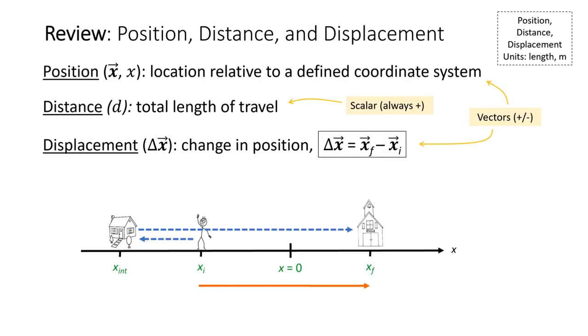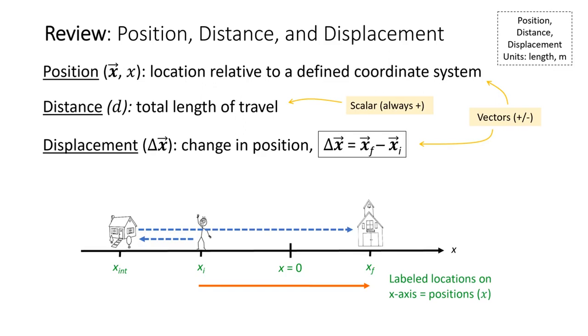We've been talking about one-dimensional kinematics, and we started with three measures of length: position, distance, and displacement. So remember, position is the location relative to a defined coordinate system. So for example, in the bottom here, I have my positions labeled in green as locations on an x-axis.